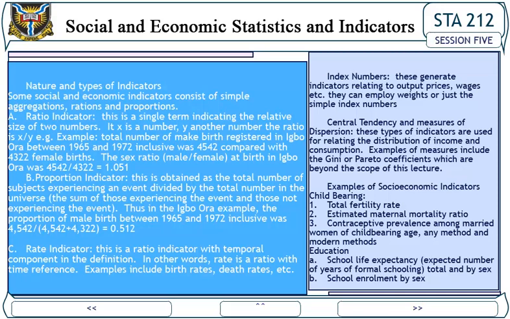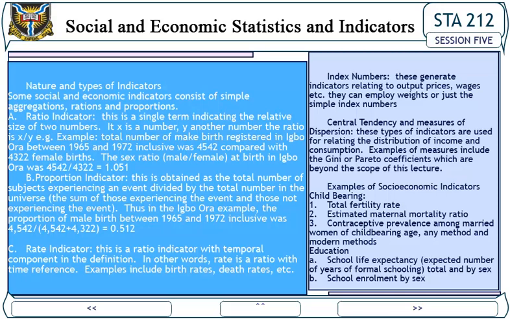Index numbers. These generate indicators relating to output, prices, wages, etc. They can employ weights or just simple index numbers. Central tendency and measures of dispersion. These types of indicators are used for relating the distribution of income and consumption. Examples of measures include the Gini or Pareto coefficient, which are beyond the scope of this lecture.